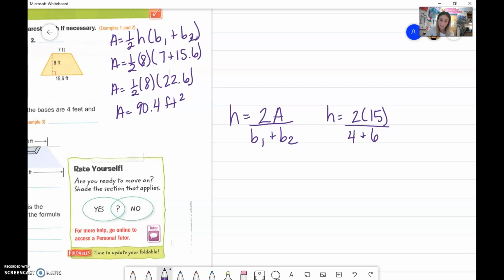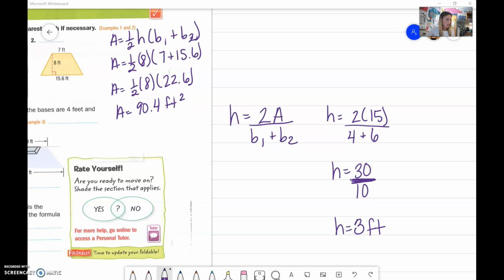Okay, so now we're going to go ahead and solve this problem. So h equals 15 times 2 is 30. 6 plus 4 is 10. So now I have h equals 30 over 10. And when I divide 30 divided by 10, I get an answer of 3. And it is labeled as feet. So my height is 3 feet. My height is 3 feet.